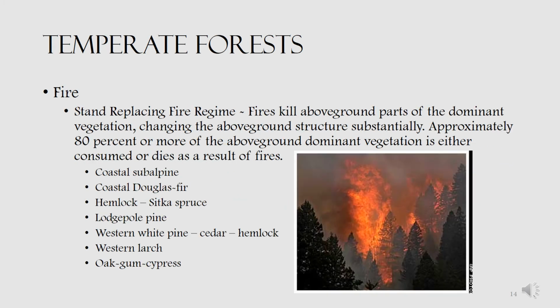And that's in contrast to a stand replacing fire regime. This is where fires kill the above ground parts of the dominant vegetation, those established trees, and of course they therefore change the above ground structure pretty substantially. For something to be a stand replacing fire, it has to approximately lead to 80% or more of the above ground dominant vegetation dying as the result of that fire. Some forest types that rely on stand replacing fires include coastal subalpine trees, coastal Doug firs, hemlock Sitka spruce, lodgepole pine, western white pine cedar, western larch, or even oak gum cypress if you're from the southeast.